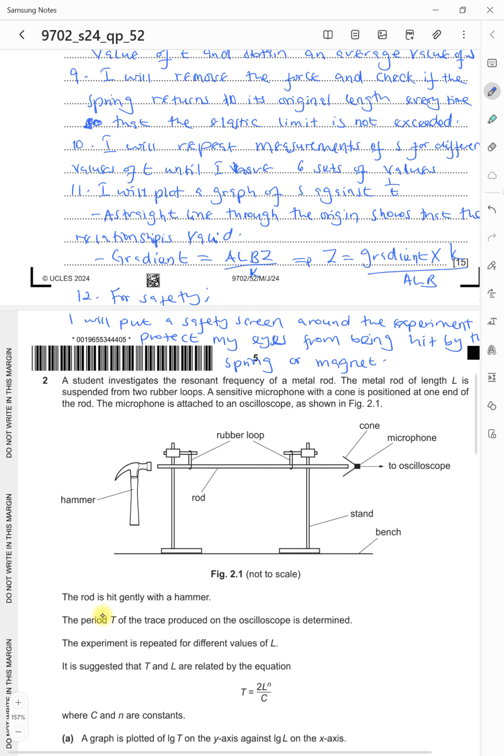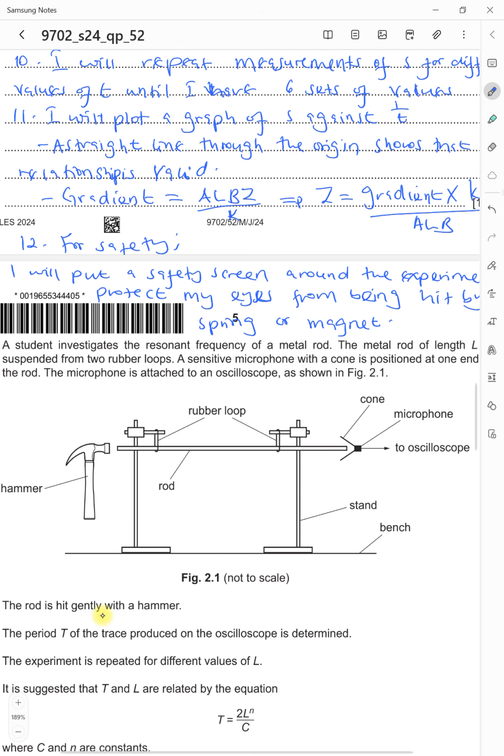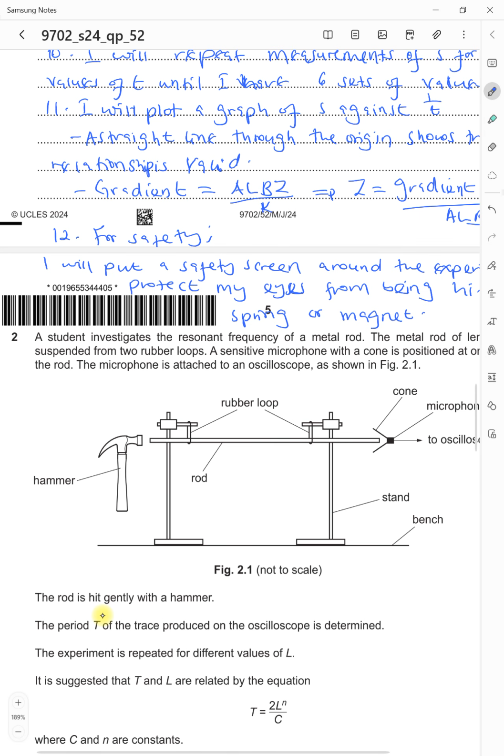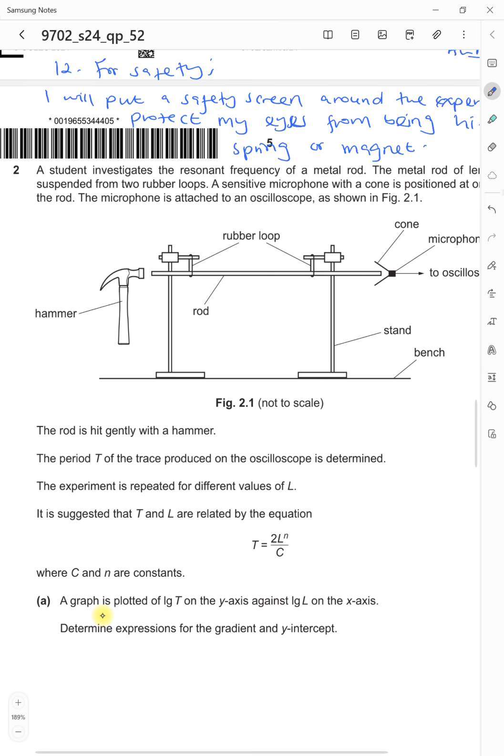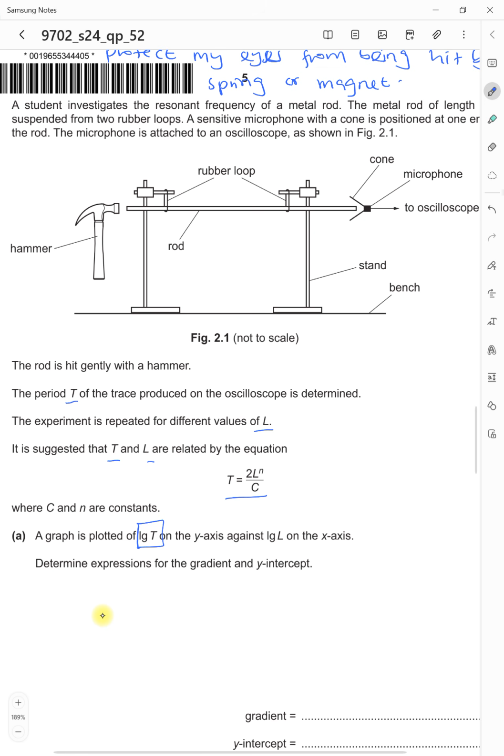Question 2. A student investigates the resonant frequency of a metal rod. The metal rod of length L is suspended from two rubber loops. A sensitive microphone with a cone is positioned at one end of the rod. The microphone is attached to an oscilloscope as shown in the figure. The rod is hit gently with a hammer. The period T of the trace produced on the oscilloscope is determined. The experiment is repeated for different values of L. It is suggested that T and L are related by this equation. A graph is plotted of log of T on the y-axis against log of L.